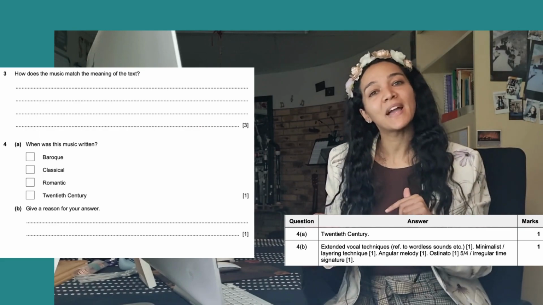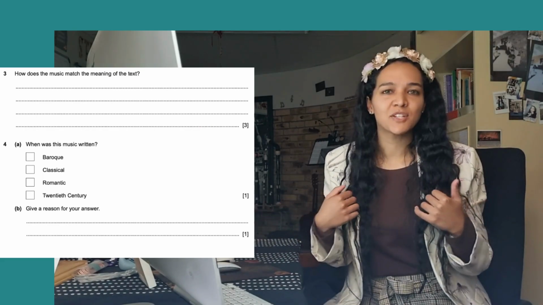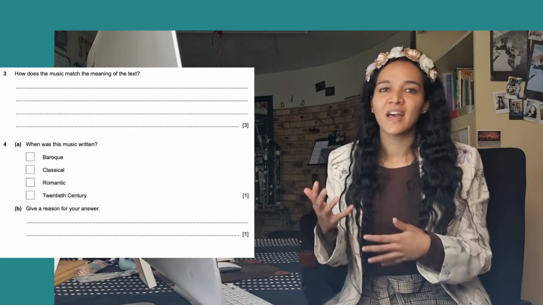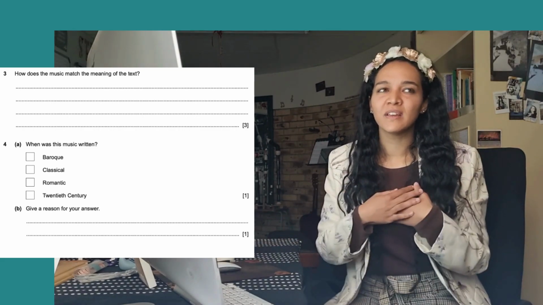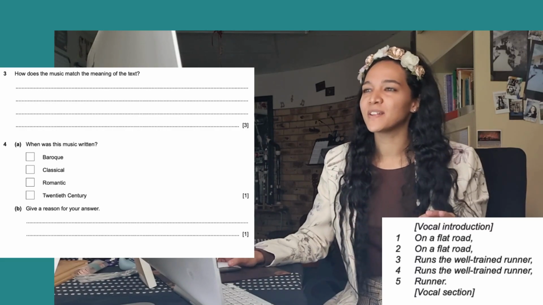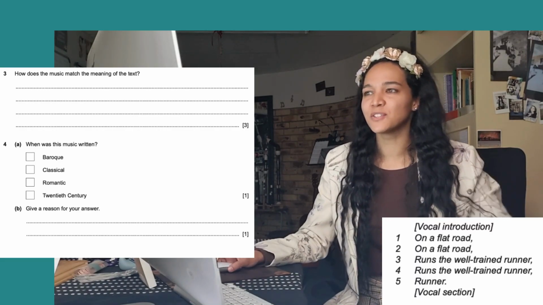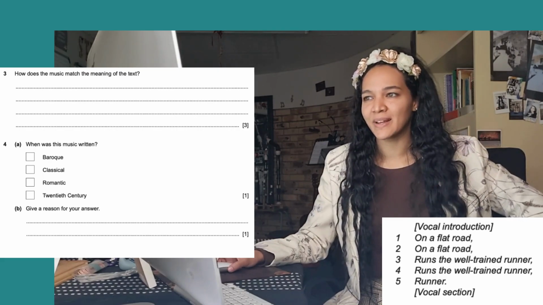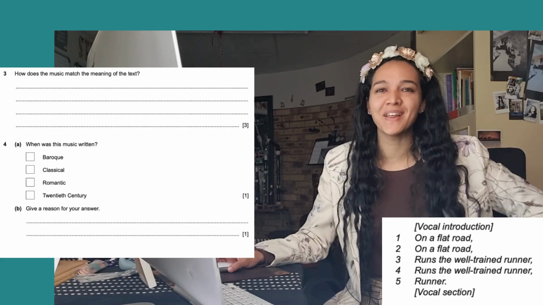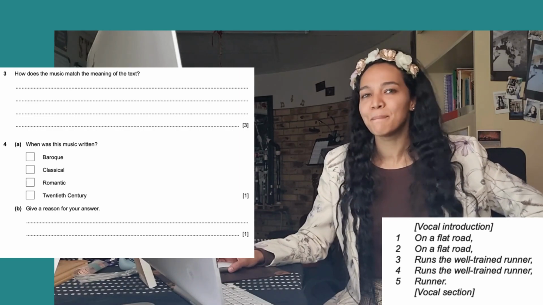Then we're moving back to question 3. How does the music match the meaning of the text? Now, of course, they give us text in English, and it's not very high end. They do tell us that the words in the text read, "On a flat road runs the well-trained runner, the well-trained runner." Okay, so that's all there. So there we're going to have to say how the music matches those words.